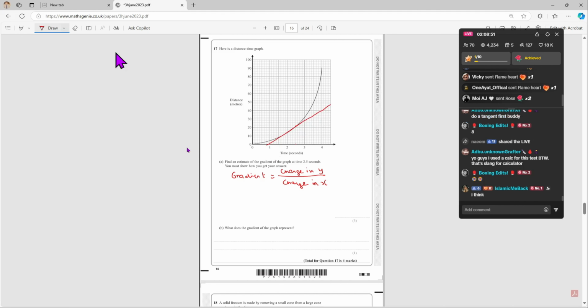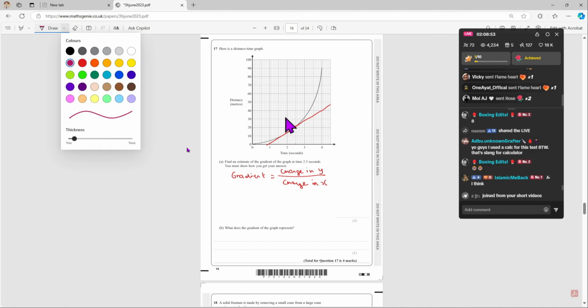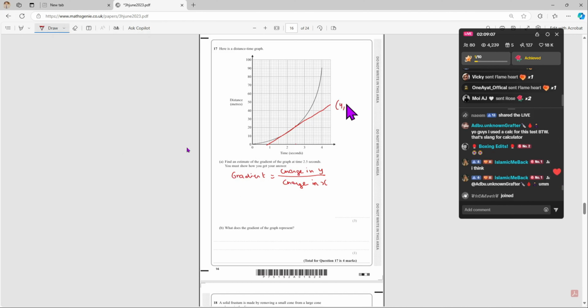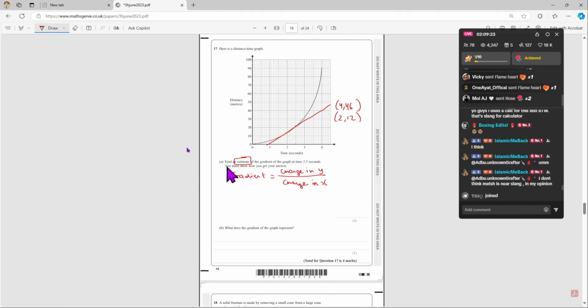Now, once we've done the straight line, you would choose two coordinates. The two coordinates that I would choose are 4 and 46, and then 2 and 12. Okay, those are two coordinates you can choose. Now it says estimate, so there's going to be a range where you can give your answer. There's no single correct answer, there's a range to the answer.